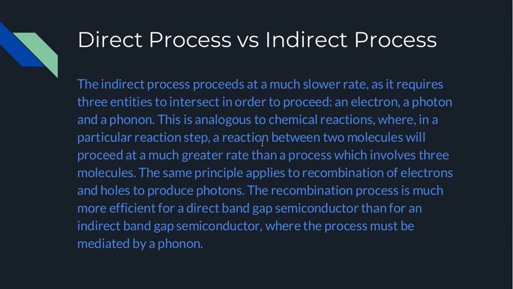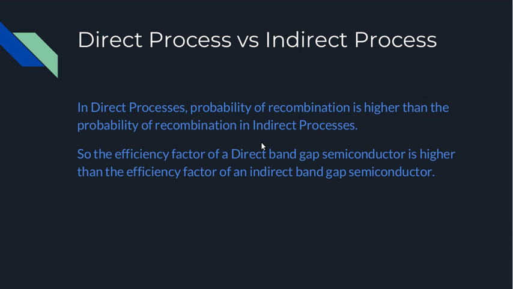The same principle applies to recombination of electrons and holes to produce photons. The recombination process is much more efficient for a direct band gap semiconductor than for an indirect band gap semiconductor, where the process must be mediated by a phonon. Also, in direct processes, the probability of recombination is higher than in indirect processes. So the efficiency factor of a direct band gap semiconductor is higher than that of an indirect band gap semiconductor.